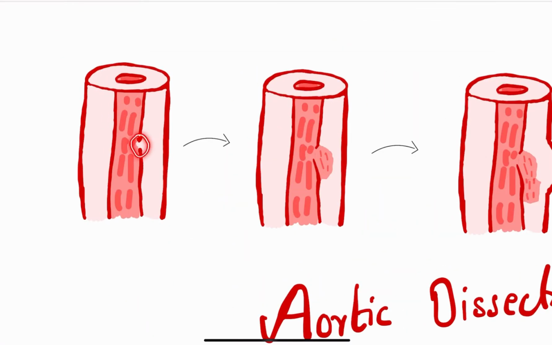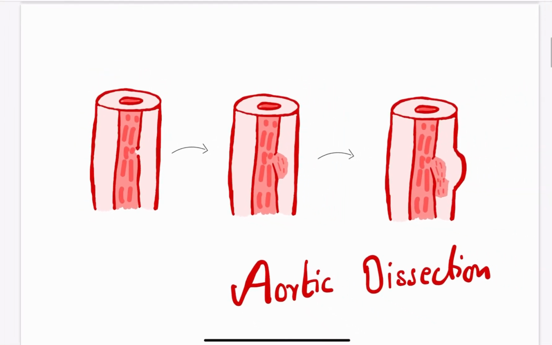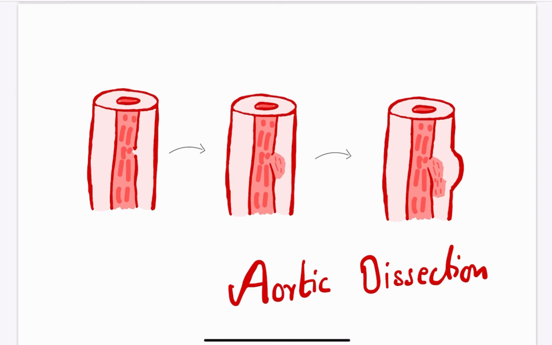When there is a tear in the tunica intima of the aorta, the blood flows through this tear and tunnels between the intima and media, separating these two layers. With high pressure of the blood flow, more blood starts to pool inside these two layers and continue to further separate the layers. This increases the outside diameter of the aorta. This is called aortic dissection.